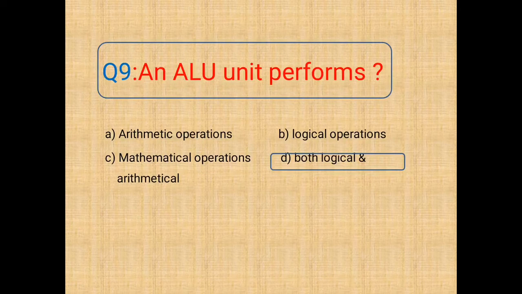Question 9. An ALU unit performs. ALU stands for arithmetic logical unit. A, arithmetic operation. B, logical operation. C, mathematical operation. And D, both logical and arithmetical. So in this case the correct option is D, both logical and arithmetical.